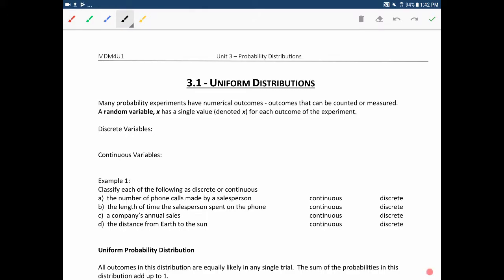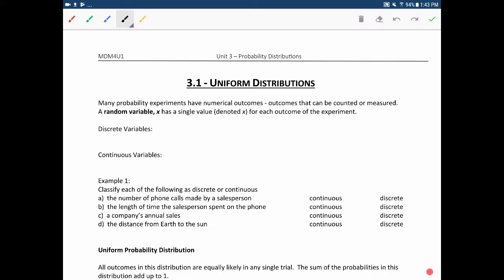Hey guys, today we are going to take a look at uniform distributions. This is the first of several different probability distributions that we're going to talk about. Now before we talk about that, we do need to define some terms here.